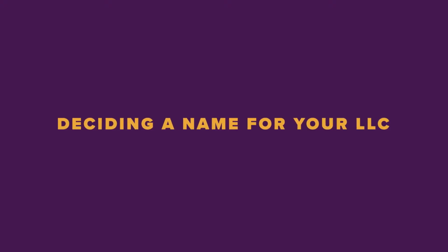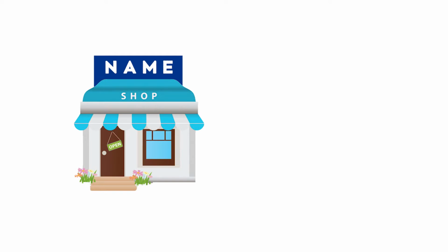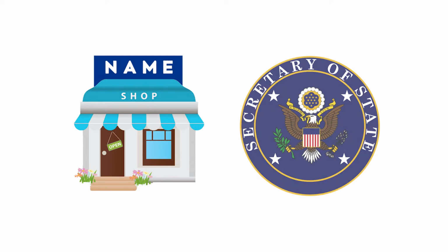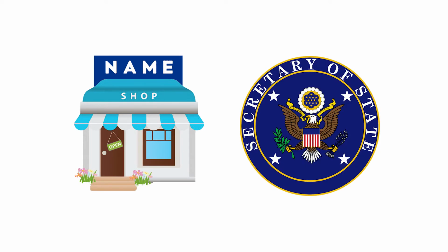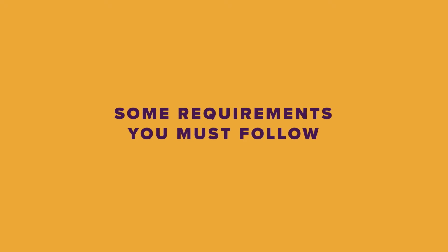The first step is deciding a name for your LLC. The name registration application is the first thing you'll need to file with the Secretary of State as you form your company. Make sure you choose something your clients will recognize and that sets you apart from other businesses. There are some requirements you must follow.